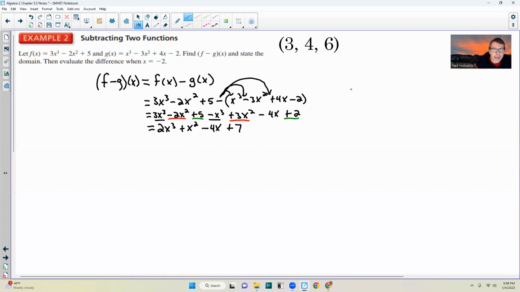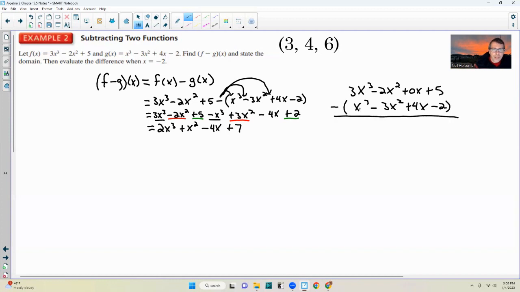Another way we could do that, I'll just show it real quick. 3x cubed minus 2x squared plus 0x plus 5. So I'm going to write it like this, and then down below I'm going to subtract the whole thing. I'm going to subtract x cubed minus 3x squared plus 4x minus 2. This way might be easier for you.